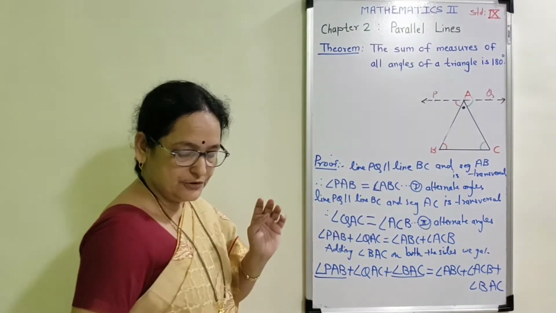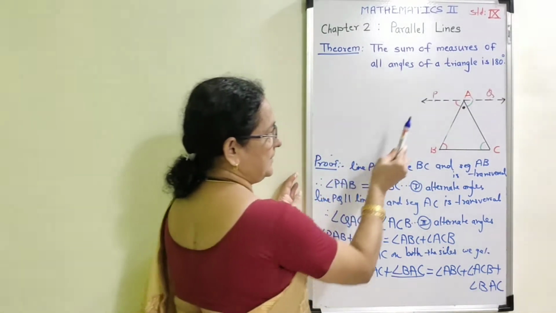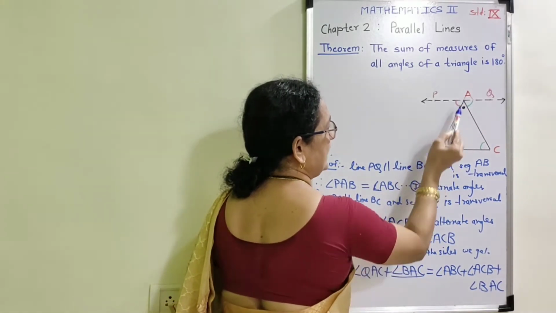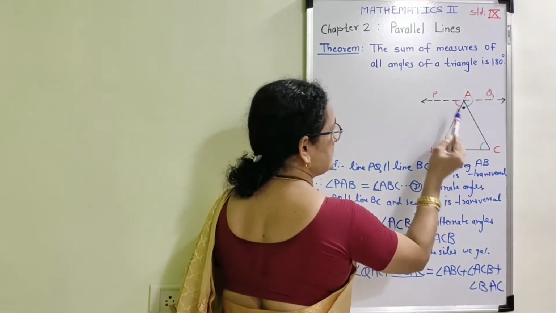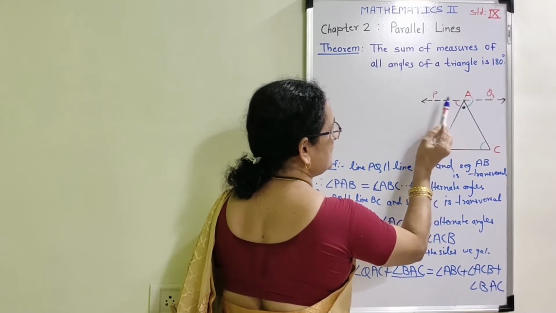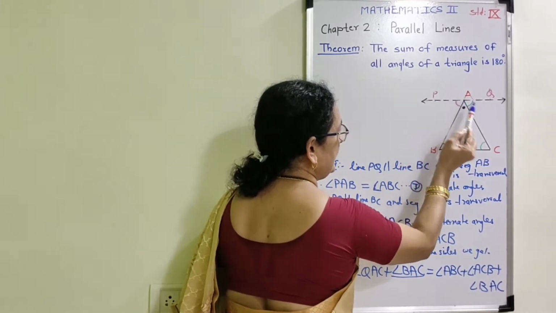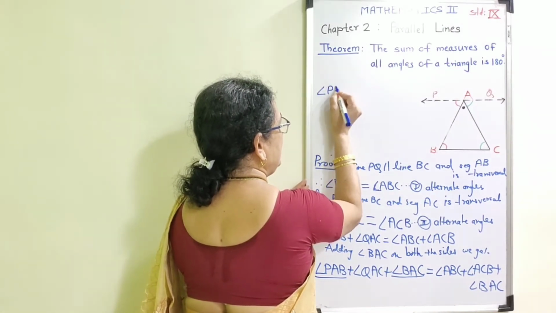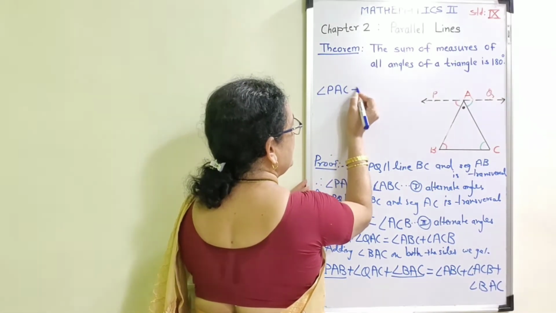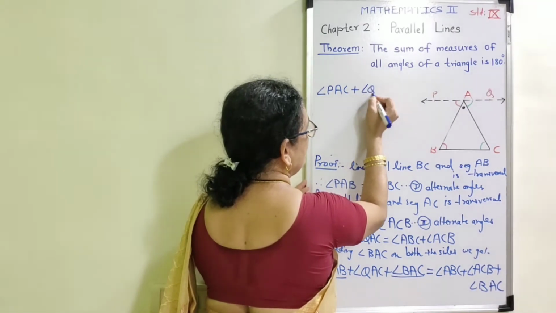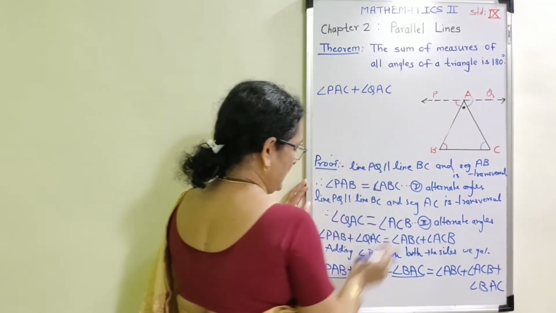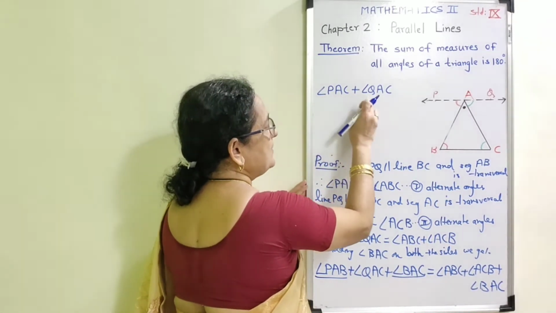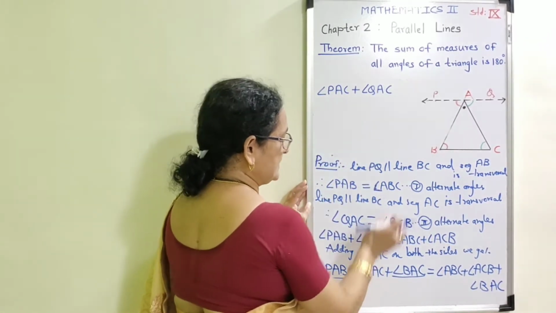Angle addition postulate. I am going to repeat my step again. Angle PAB plus angle BAC. Addition of these two angles is angle PAC. Angle PAC plus angle QAC. Instead of these two, I have taken angle PAC plus the remaining angle QAC.